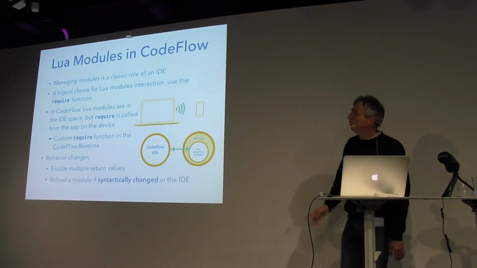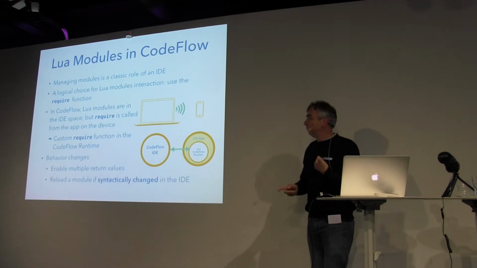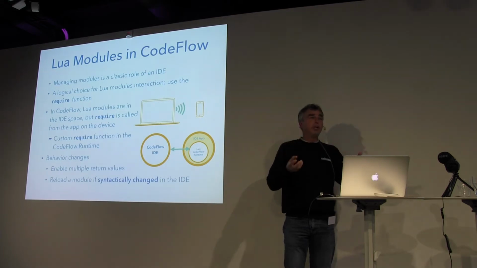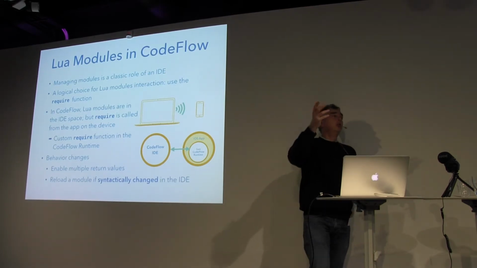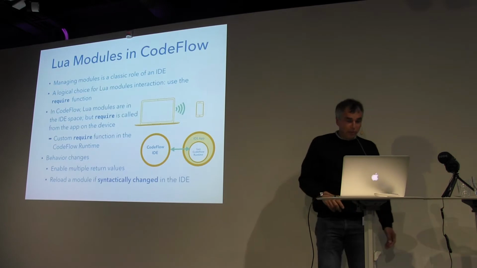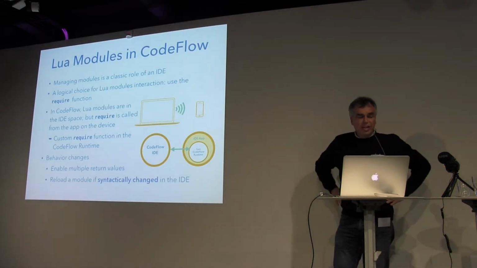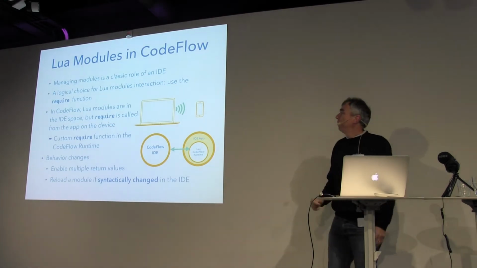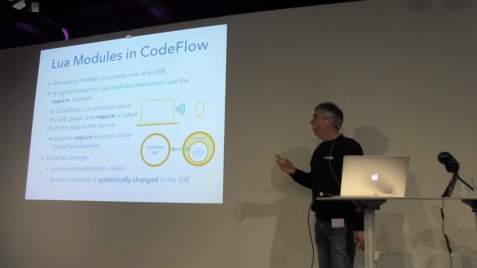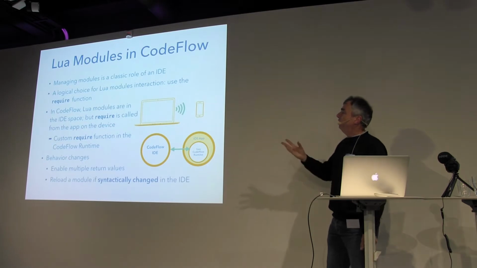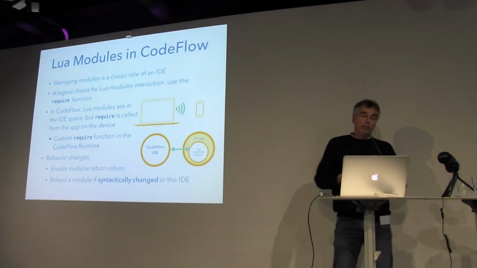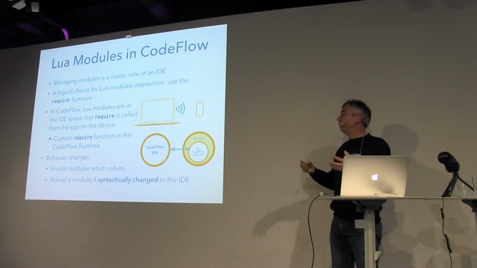However, we have done two small changes inside. The first one is to enable multiple return values from a chunk, which is not complex, but which brings more freedom and more transparency when you require the module: the caller just gets back what the callee returns. No problem with that. Another change, related to our auto reload code feature, is that if a module changes in the IDE, we want it to be reloaded on the device. So it's not a load once, it's a load once until changed.